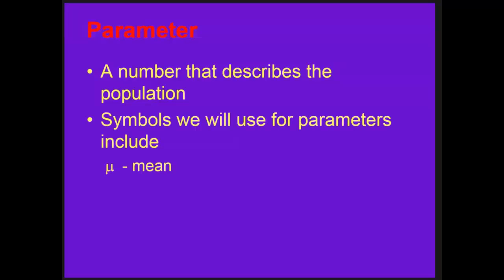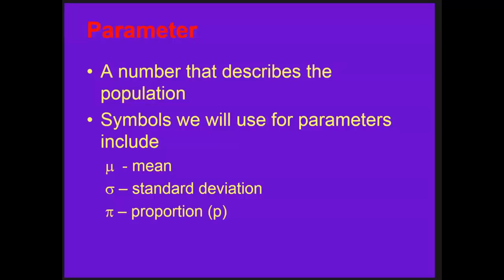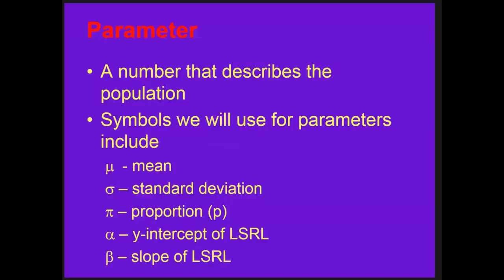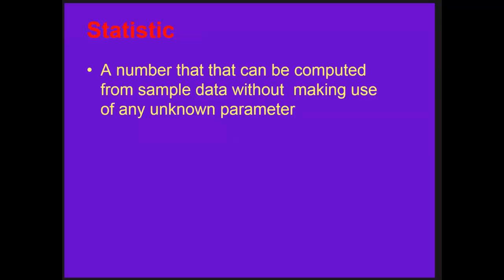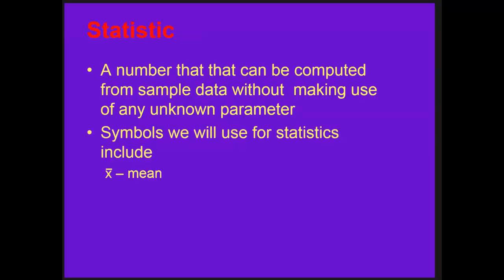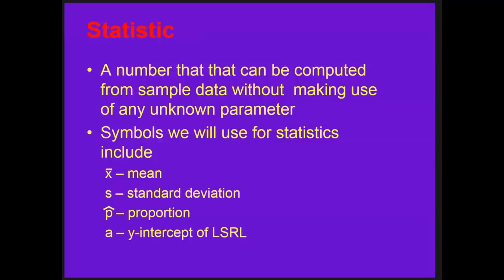These include mean, standard deviation, a proportion symbol, y-intercept of an LSRL, so that's alpha, and then the beta, which is the slope of the LSRL. Statistic, which refers to a sample, again, statistic, sample. And those symbols would be X bar, S for standard deviation, P hat, A and B.